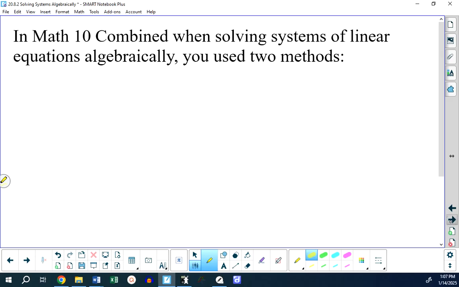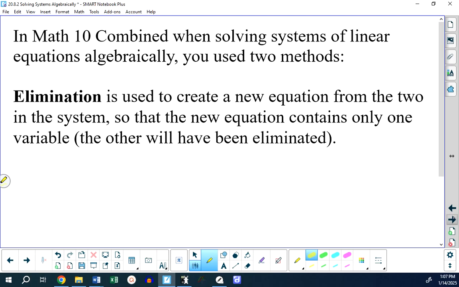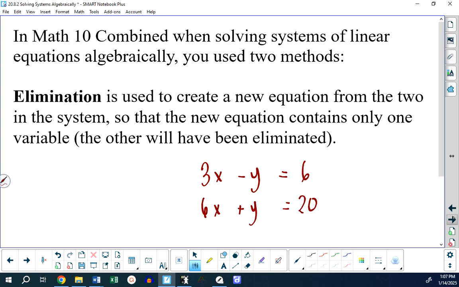So when we go back to grade 10, when you had systems of linear equations, we used two methods. And the words are kind of arbitrary. Elimination is used to take the two equations and add or subtract them in some way, usually by multiples, so that when you do that, the variables reduce down to one variable. You eliminate a variable. For example, if I gave you this linear system of equations to solve, you can add those two equations together and get the simpler equation, 9x equals 26. Because positive y and negative y added together will give you 0.